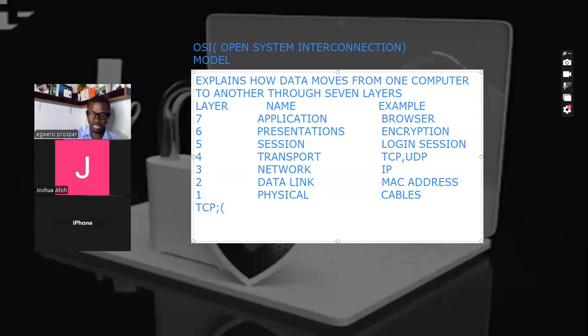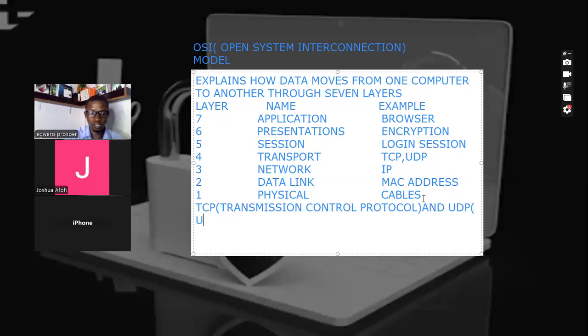Let's look at the full meaning at least. The full meaning itself has even given us a clue to what it is. TCP means Transmission Control Protocol. Let me just complete their full meanings first. And UDP means User Datagram Protocol. So let's get the full meanings cleared first.